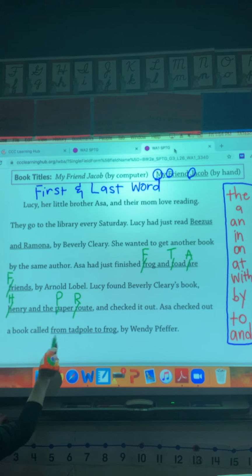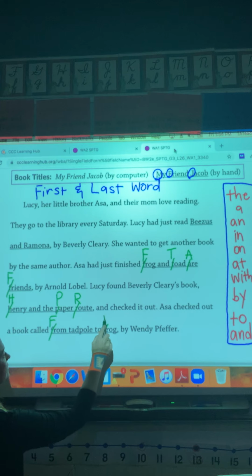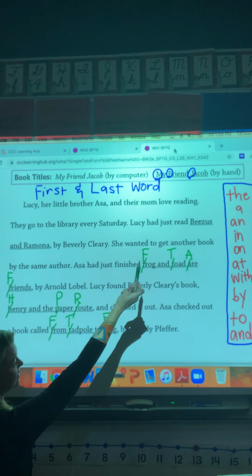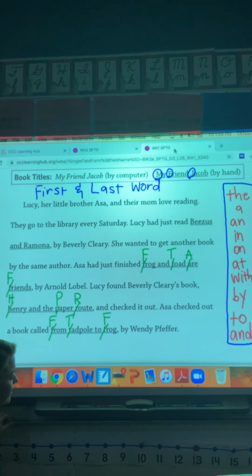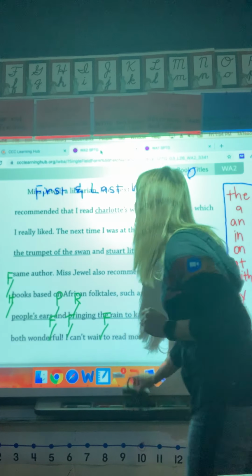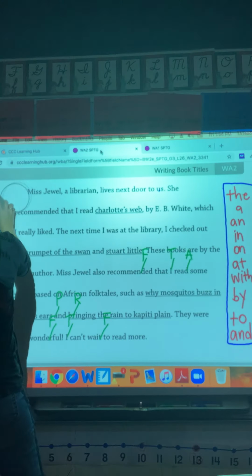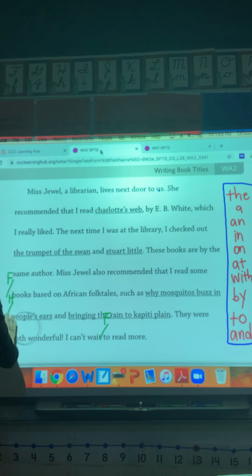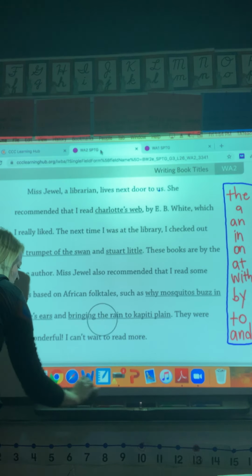All right, and she also checked out a book called From Tadpole to Frog. Always capitalize the first word first. The last word. From Tadpole to Frog. Tadpole is a noun. And to is a word that is not important that is on our list. All right, let's look at the bottom of this page. We're going to do the same thing. I'm going to get you to help me edit these book titles.